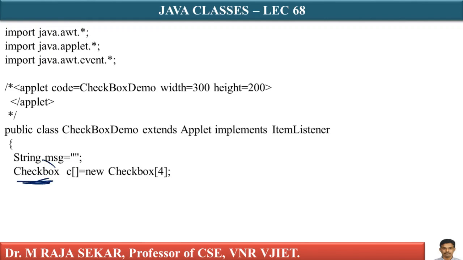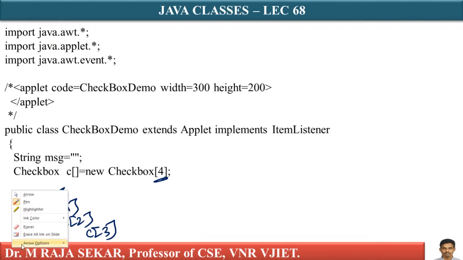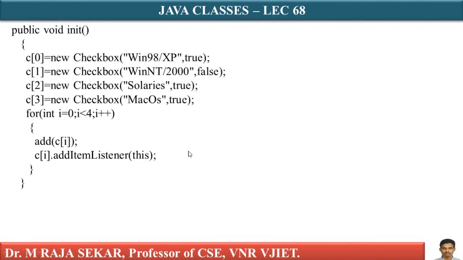As I told you, Checkbox is my predefined class. It is defined in AWT. AWT means Abstract Window Toolkit. I am creating an array. Just see, class name, space, object name, new class name. I am creating an array of checkboxes. Array size 4 means c[0], c[1], c[2], c[3]. Means I will create 4 checkboxes.